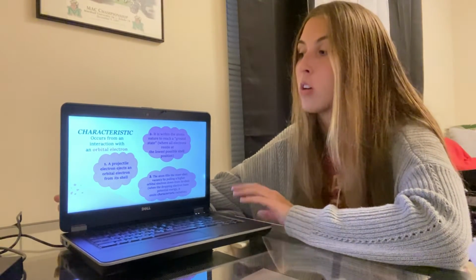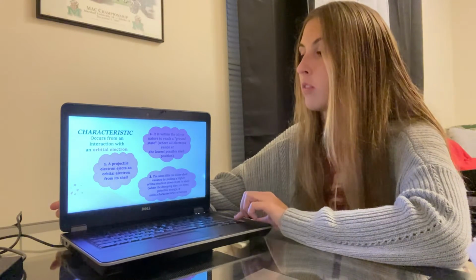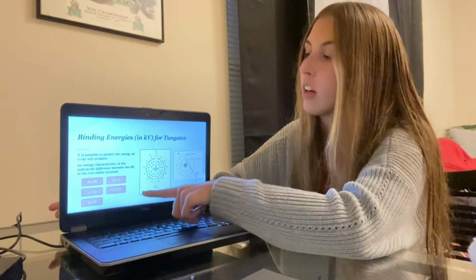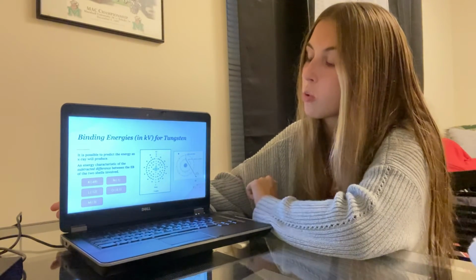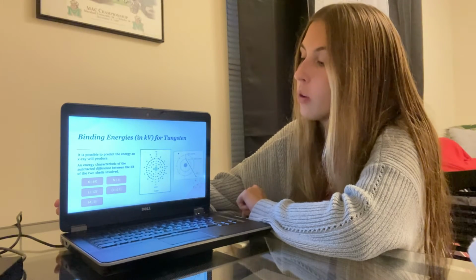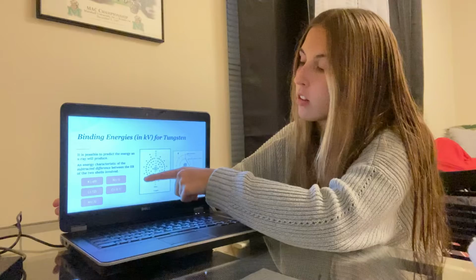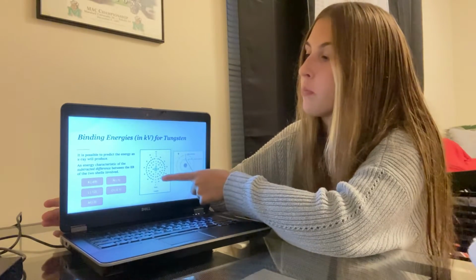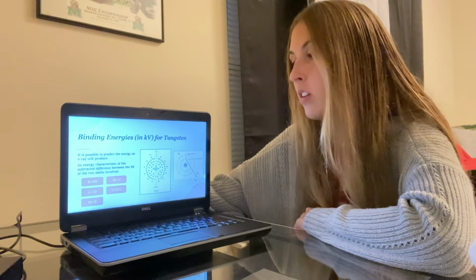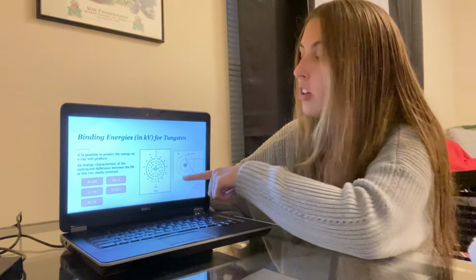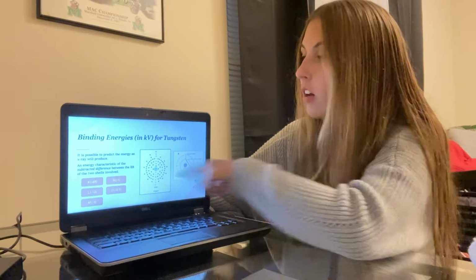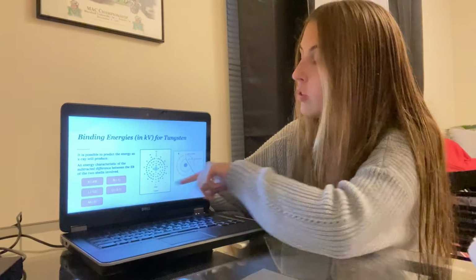So this kind occurs from an interaction with an orbital electron. These are the binding energies for tungsten. K is 69, L is 12, M is 3, N is 1, and O is 0.1. You can see they're listed right here too on this image. It's actually possible to predict the energy that an X-ray will produce. You can determine it by the subtracted difference between the eV of the two shells involved.